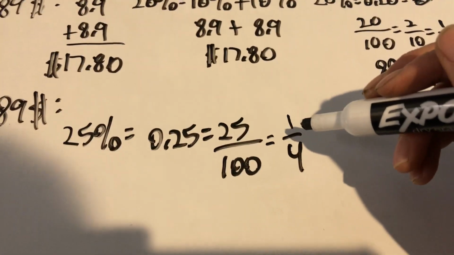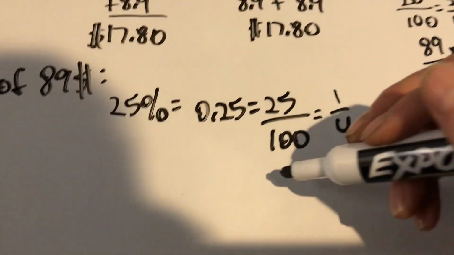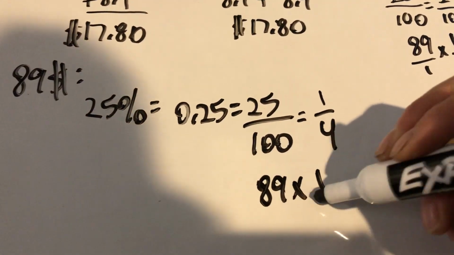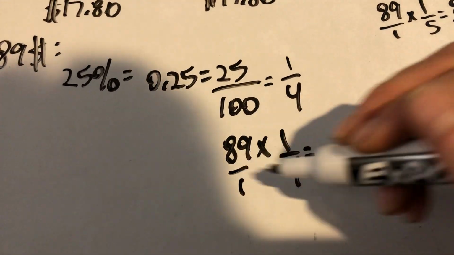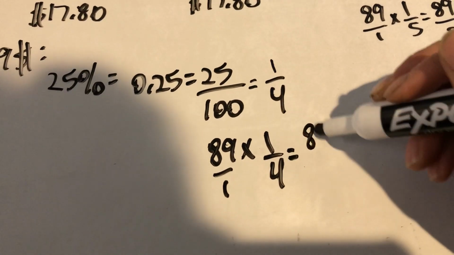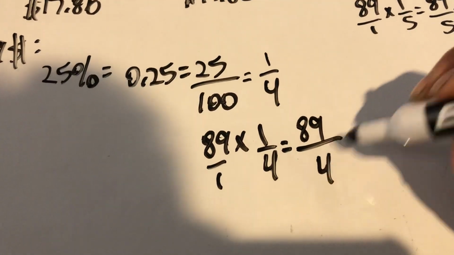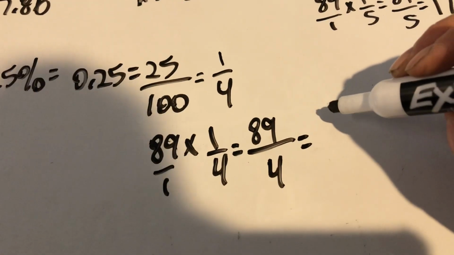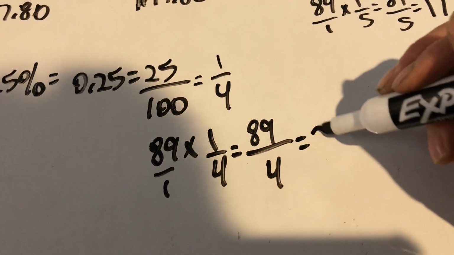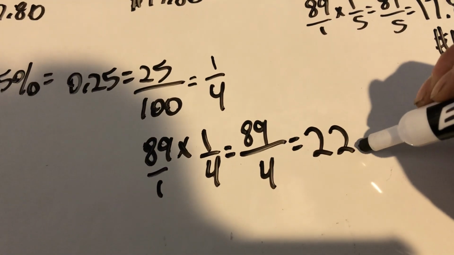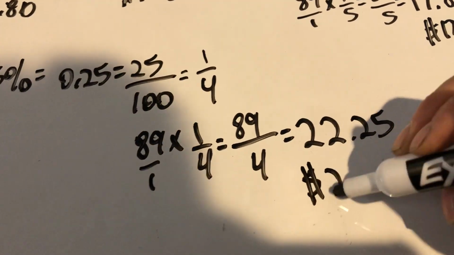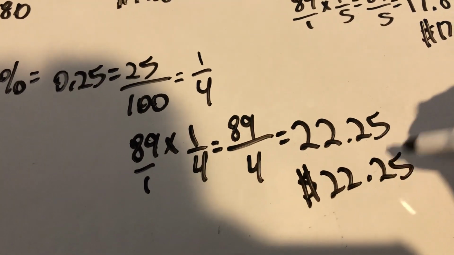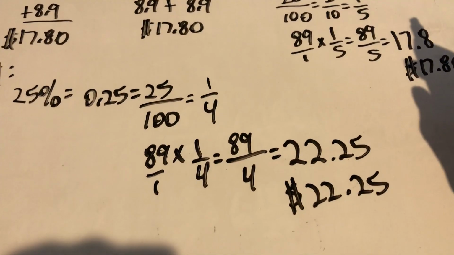The next step is to multiply 89 by 1/4. So you got $89 times 1/4. Imagine this to be a 1. So 89 times 1 equals 89, and 1 times 4 equals 4. Then you divide 89 by 4, which equals 22.25. So $22.25 as my final answer.